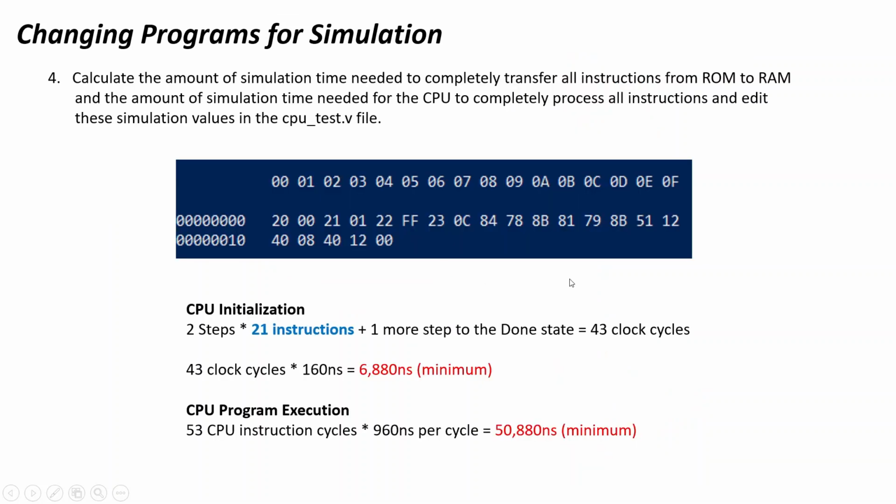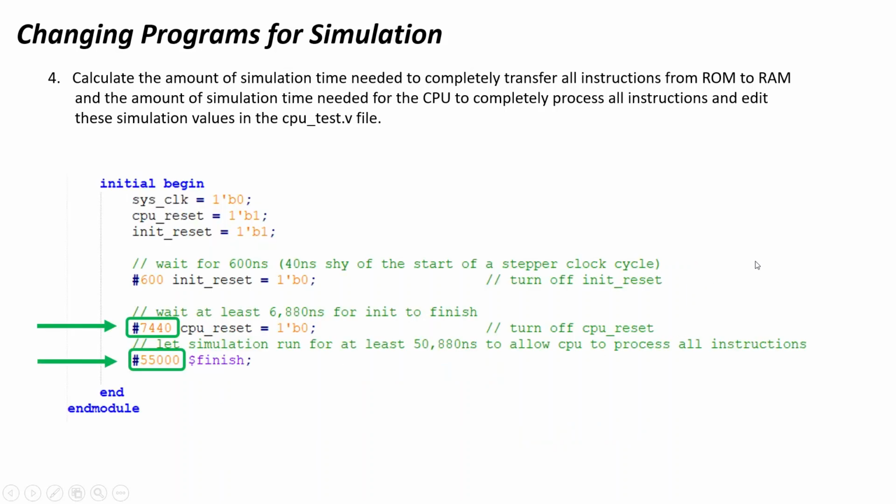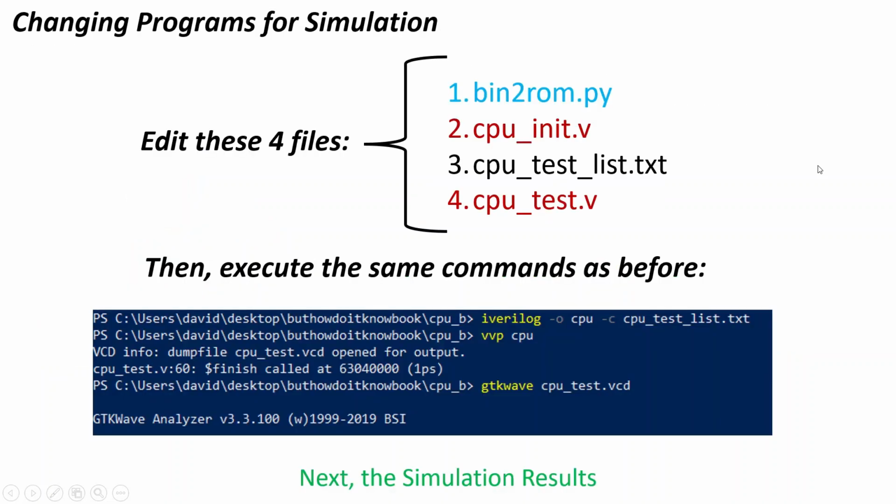And then we need to determine the simulation times for initialization and CPU execution, using the same formulas as before, using that 160 nanoseconds and that 960 nanoseconds per CPU instruction cycle based on a 20 nanosecond input clock. These are the minimums I got. Then we need to change that in the CPU test file, the CPU_test.v. Just change those 2 simulation times for the new program and leave the same initial reset at 600. And then we've made those 4 changes in the files after creating the ROM.